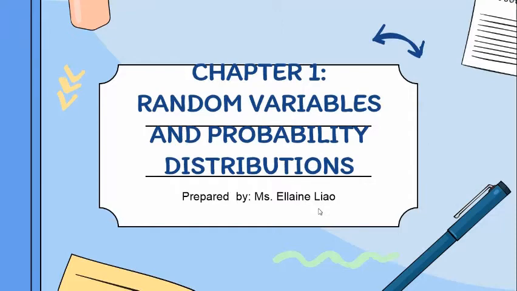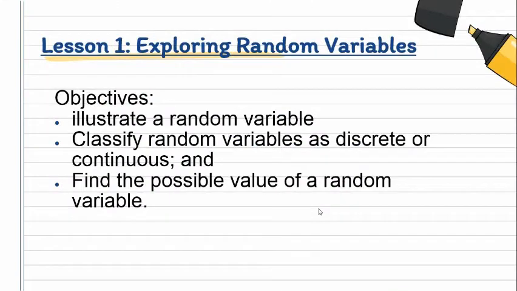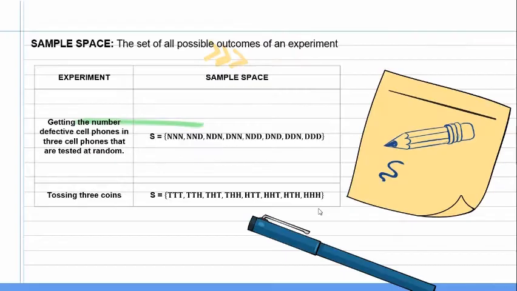So, in chapter 1, we'll be discussing random variables and probability distribution. We have four lessons. For lesson number 1, we need to explore random variables and what are the objectives of this. First is to illustrate a random variable. Second is to classify random variables as discrete or continuous. Lastly, to find the possible values of a random variable.